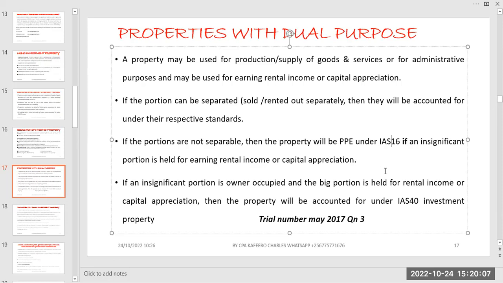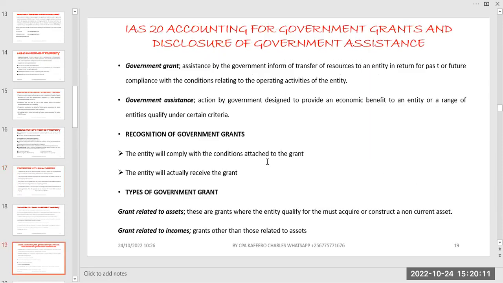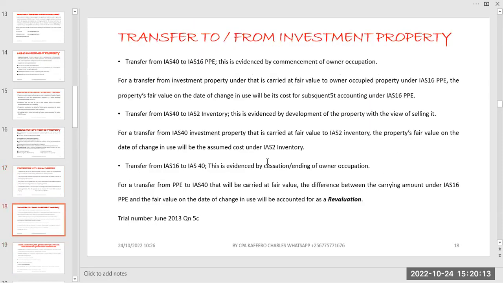Hope that one helps. If you don't understand, please rewatch and you'll be able to grasp these concepts, because they are going to be important. Those are the scenarios that are coming in those questions.